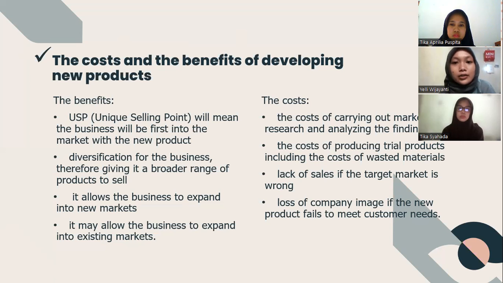And next are the costs. The first cost is the cost of carrying out market research and analyzing the findings. And then the second, the cost of producing trial products, including the cost of waste materials. And the third one, lack of sales if the target market is wrong. And the last, if the new product fails to meet customers' needs.